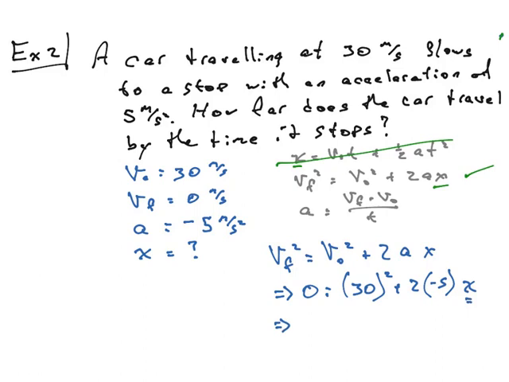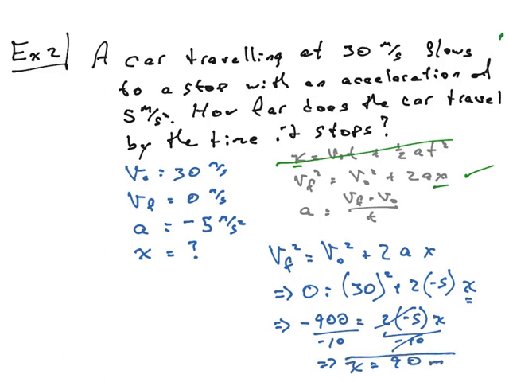So let's do it. I'm looking for x, so bring all the other stuff to the other side. So 30 squared, that's 900. Bring 900 to the other side, that becomes -900, equals 2 times -5 times x. All right, then 2 times -5, that's -10. So divide this side by -10, divide that side by -10. And you get x equals 90. And there we go.